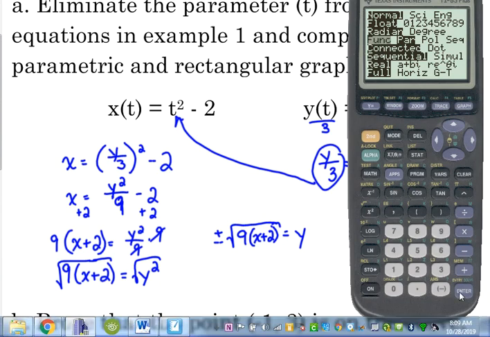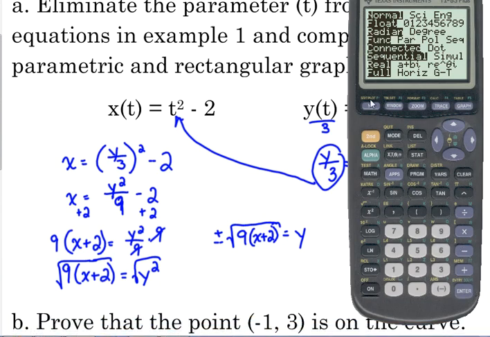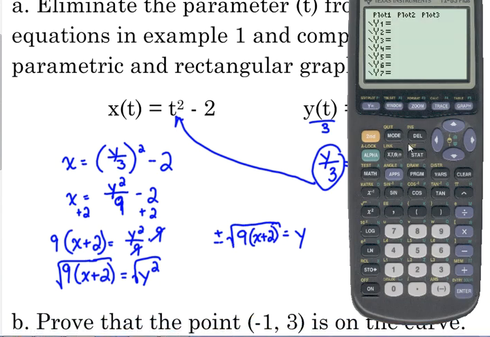So y'all don't have to do this, but I'm going to change my calculator back to function mode, and I'm going to plug in this equation. Now, you're probably wondering, how do I do the plus and minus? Well, you do it in two separate pieces. You do the positive square root of 9 times x plus 2, and you do the negative square root of 9 times x plus 2.